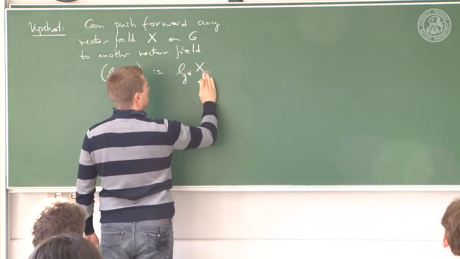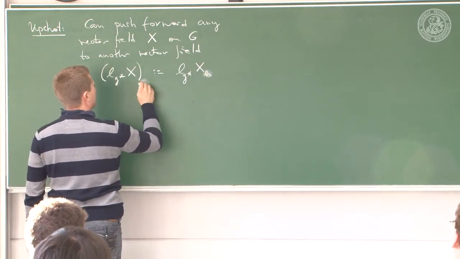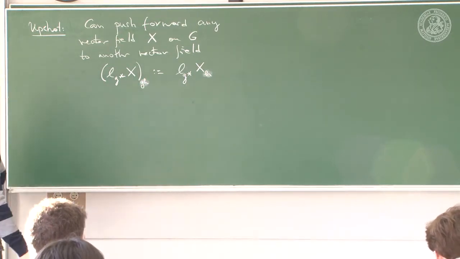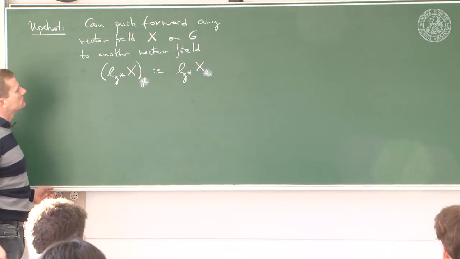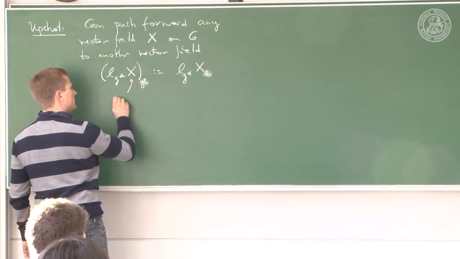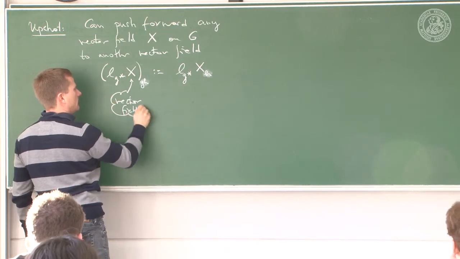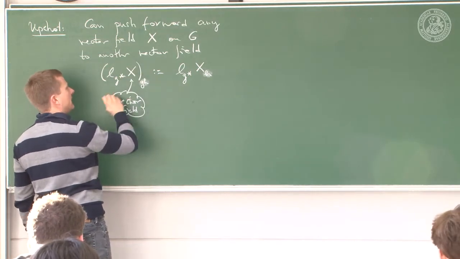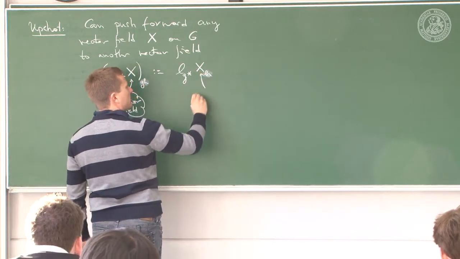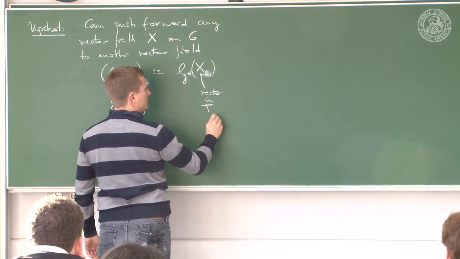at the point h, and I think then what I want here is the push forward at gh. Right. Okay, so that's just the definition. You see, this is a vector field. And the result is a vector field, and it's evaluated at gh. And this here is not a vector field, this is a vector in T_gh G.